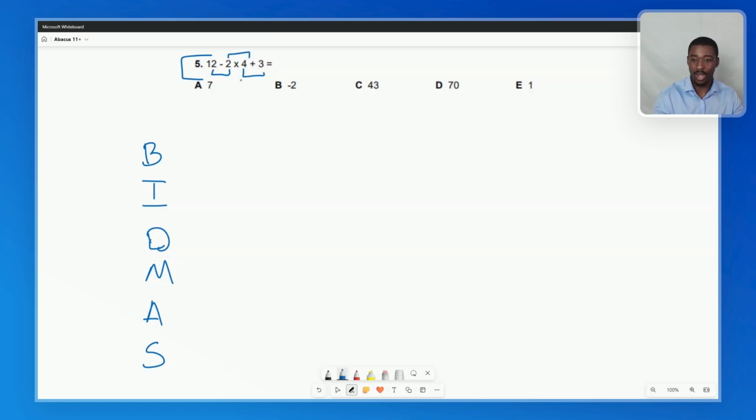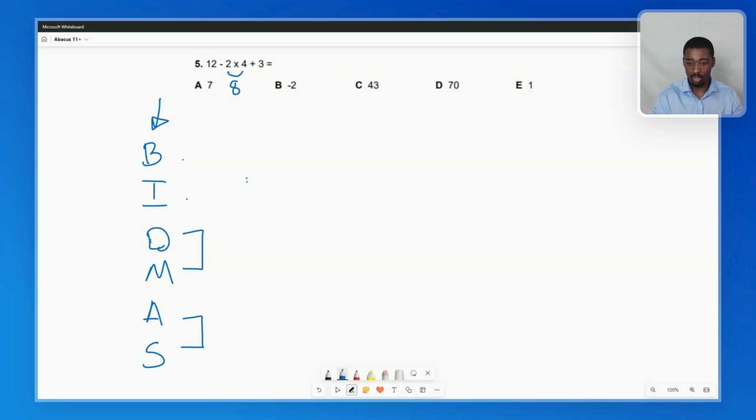So how do we know where to start? Especially when starting in different places affects our answer. That's where BIDMAS comes in. So because we have BIDMAS and we know that it's brackets, indices, division and multiplication, addition and subtraction on the same level, we know that multiplication is what we should start with. And therefore we start by doing 2 times 4. And this 2 times 4 gives us 8.